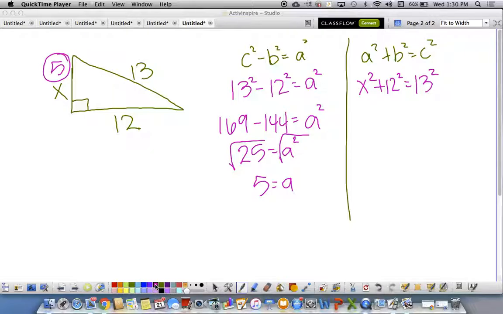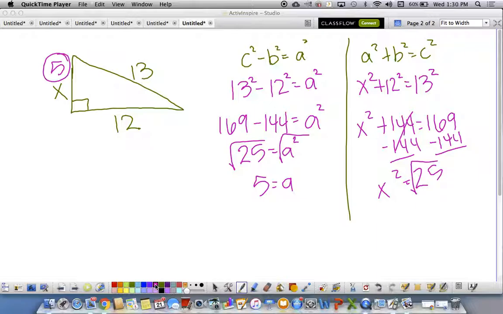Do I need to solve this my way? x squared plus 144 equals 169. And then I would subtract 144 here. x squared equals 25. Square root, x equals 5. Okay? That's me. Either way, you get the same answer. One way is not better or worse than the other. Do it how you want to do it. Are we good? Pythagorean theorem. If I give you 2 legs, can you solve for the hypotenuse? I hope so.